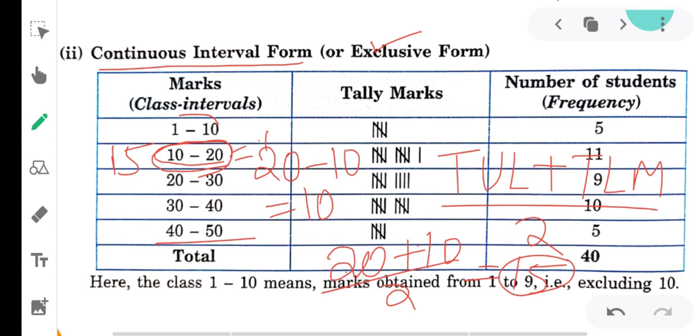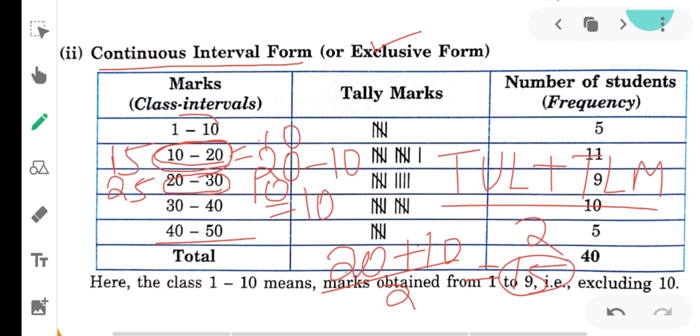10. Now for this class interval, the class mark will be 20 plus 30 divided by 2, that is 50 by 2, 25, and the class size will be 30 minus 20, that is 10. Clear?